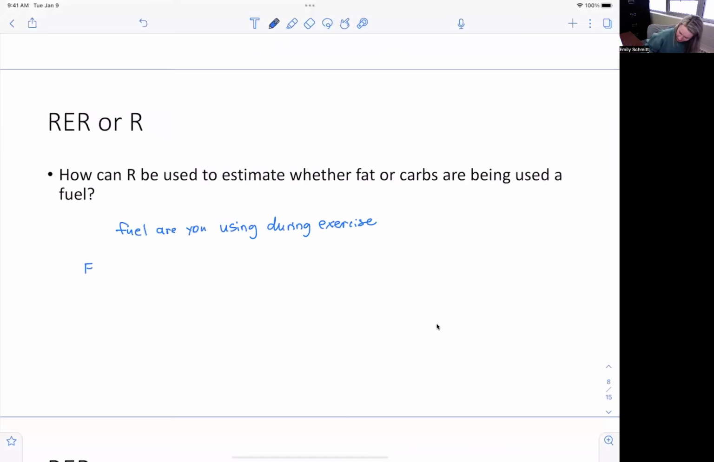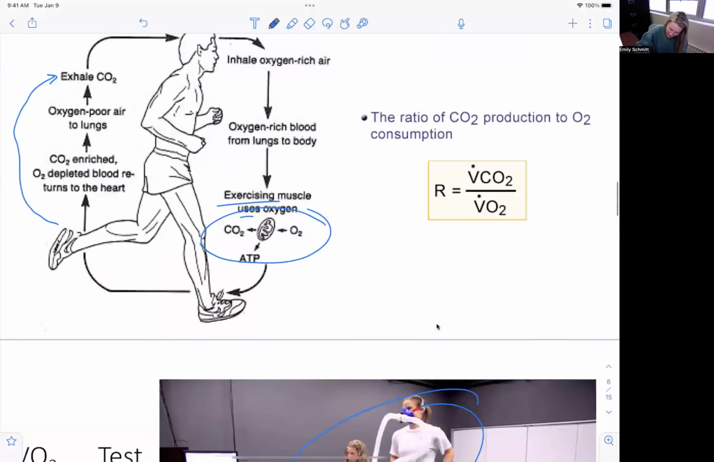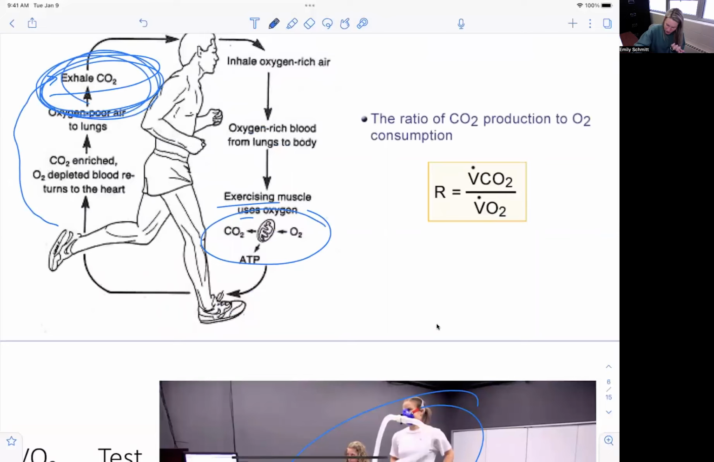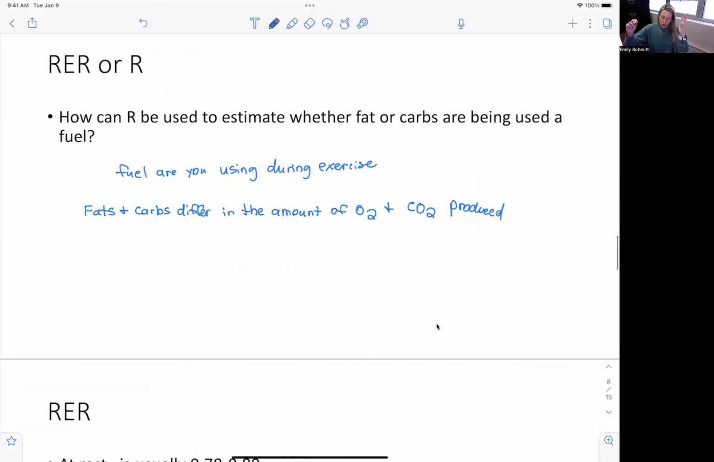So fats and carbs, this is what's so cool. If you don't write anything down ever, write this down. This is so freaking cool. I love science. So fats and carbohydrates differ in the amount of oxygen and carbon dioxide produced. When we are analyzing in this metabolic cart the carbon dioxide production and the oxygen that we use, we can do that scientifically because fats and carbs differ in the amount of oxygen and carbon dioxide produced during oxidation.